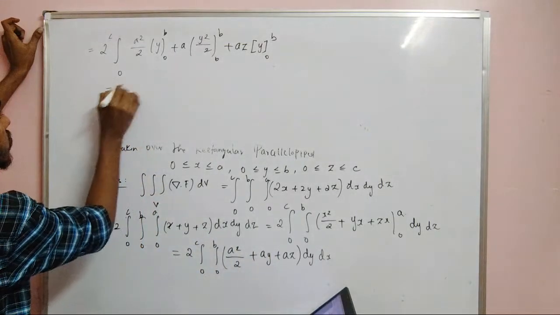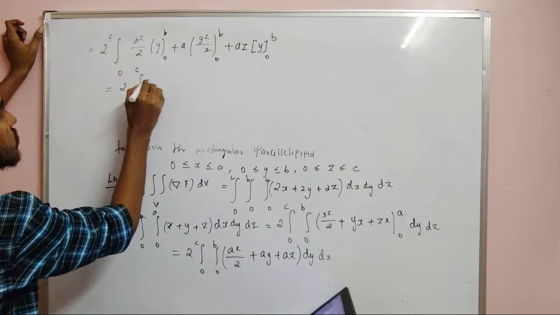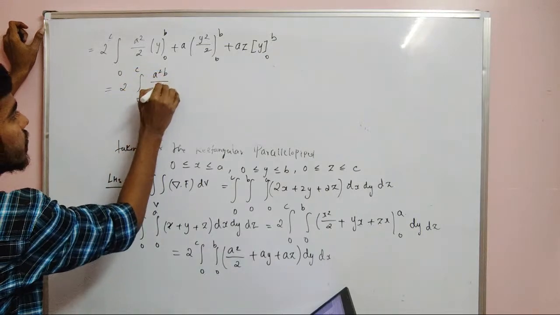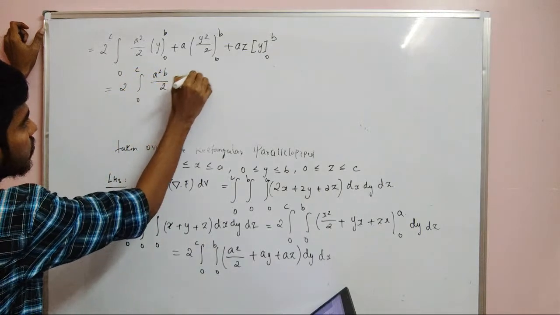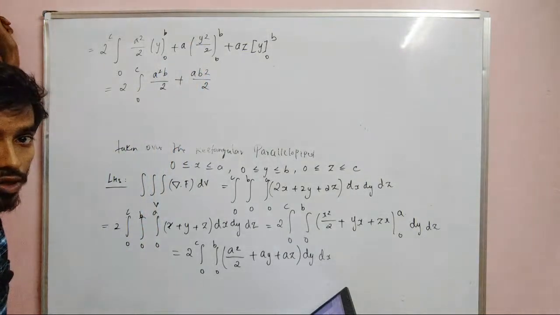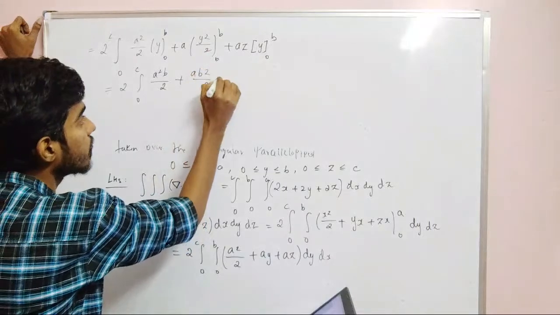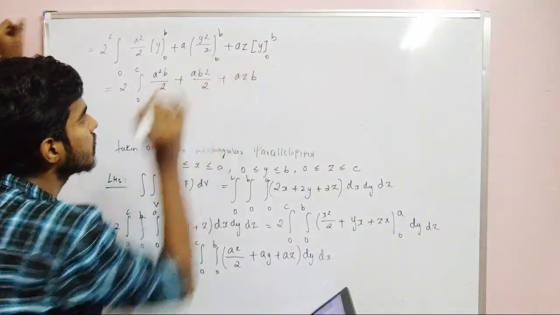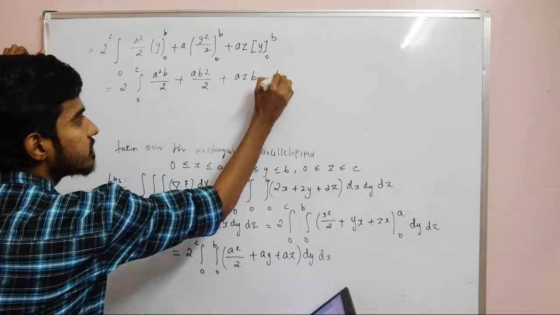So this will be 2 times integral 0 to c. This will be a square b by 2 plus a b square by 2. I am substituting the upper limit to be equal to b. So we have b square by 2, and this will be azb into dz.